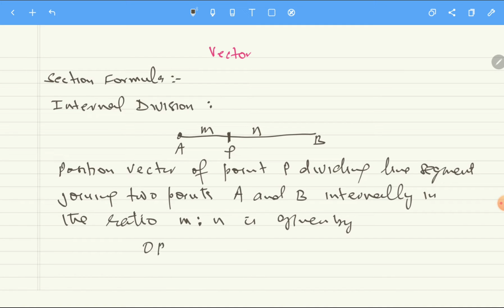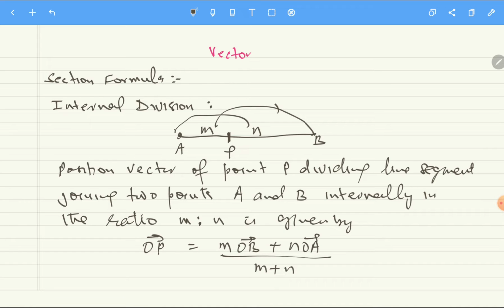OP vector. Position vector of P will be OP vector. It is m times position vector of B plus n times position vector of A. Cross multiply. M times position vector of B plus n times position vector of A upon m plus n. This is for internal division.